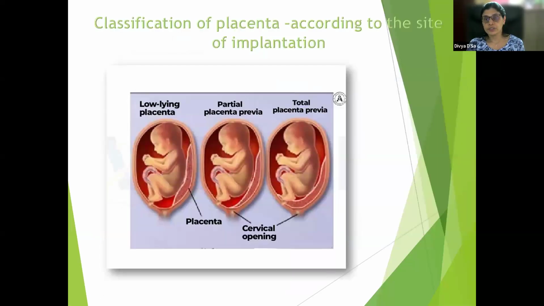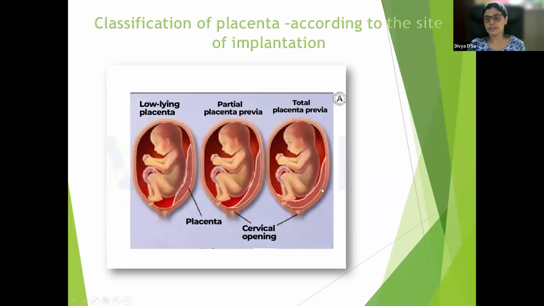Then according to the site of implantation. When the placenta is in the lower part, this is a low-lying placenta. If it covers the internal os, we call it placenta previa. When it is only slightly encroaching, usually with the growth of the fetus, it gets shifted. But here it is completely covering the opening.